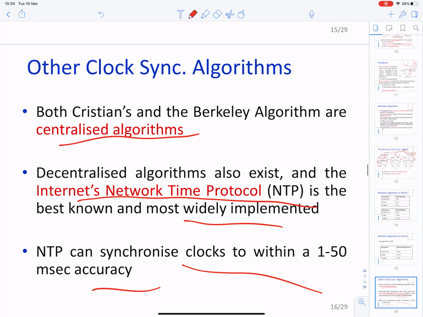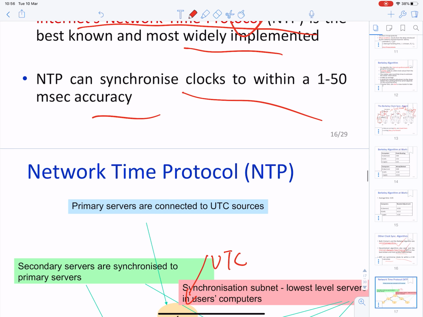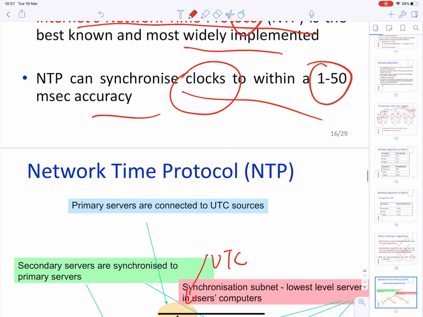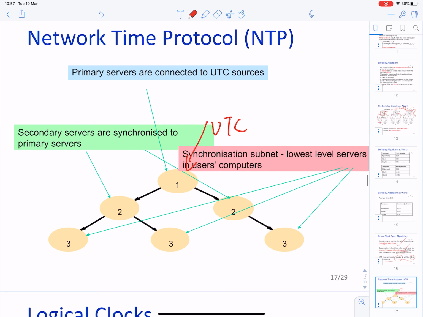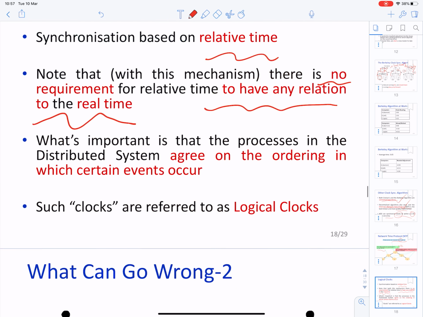These are both centralized algorithms. Another one is the Internet Network Time Protocol, NTP, which is the best known implementation. It can synchronize clocks within 1 to 15 milliseconds accuracy. In the Network Time Protocol, the primary servers are connected to UTC sources, and the secondary servers synchronize to the primary servers. The synchronization subnet has the lowest level of servers in the users' computers.